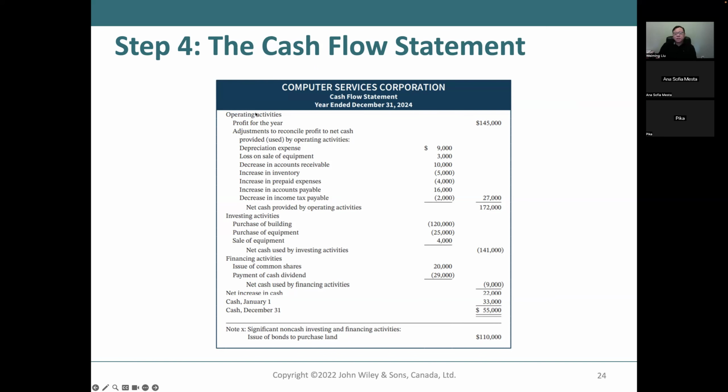On the top section is called operating activities. In the middle section, it's called investing activities. And then after investing activities, that is the financing activities. So under each activity, they are calculating the cash. How much cash received and how much cash used for each activity.